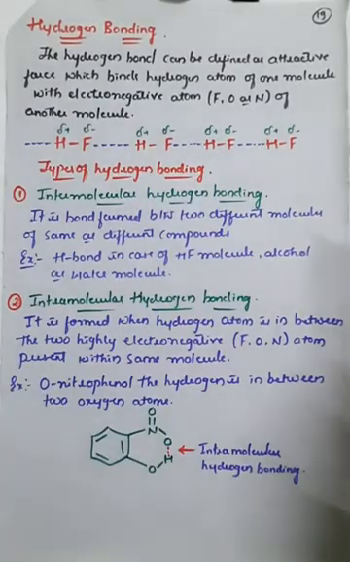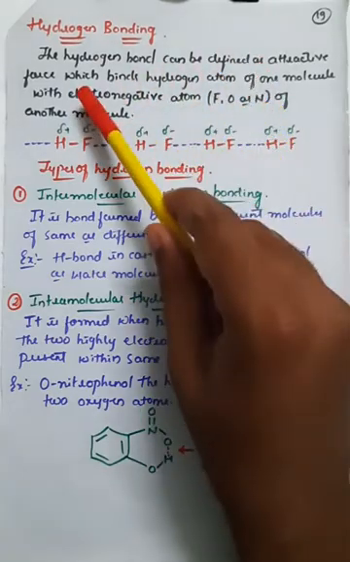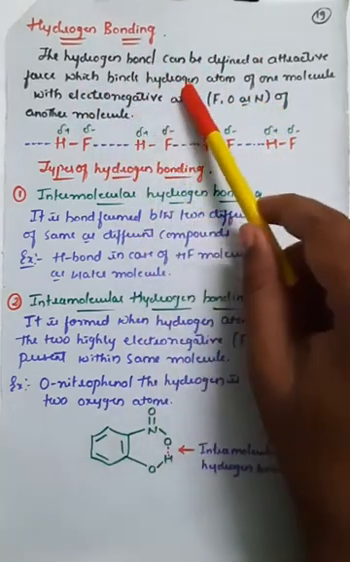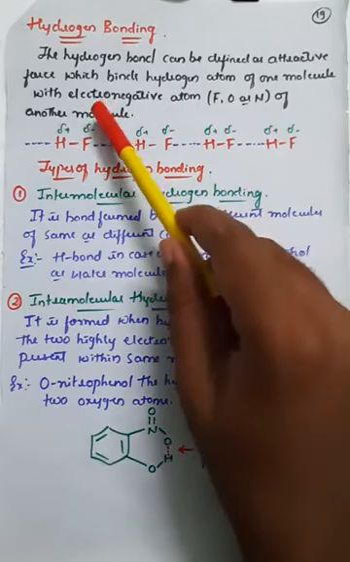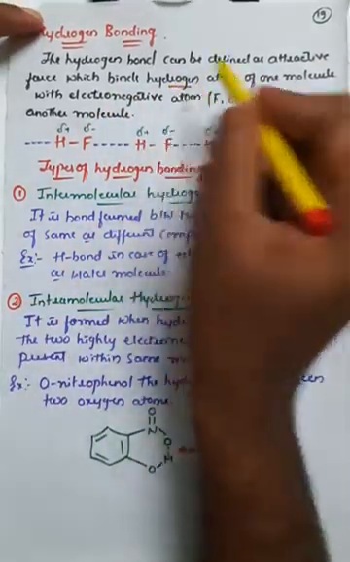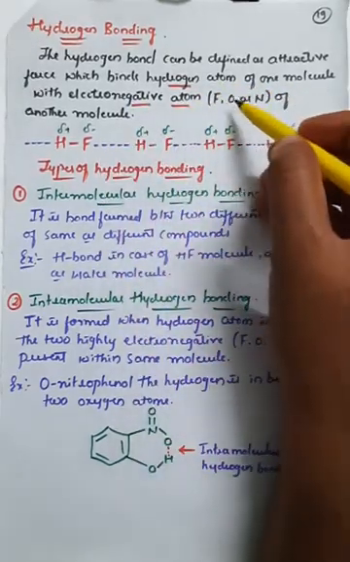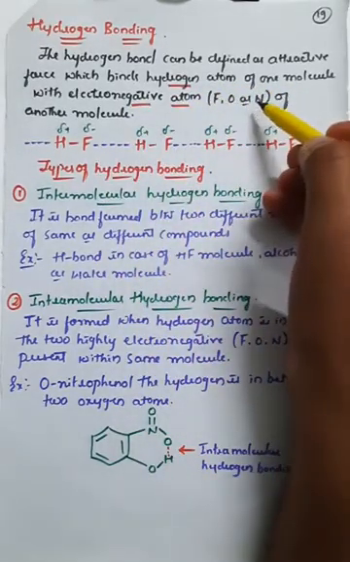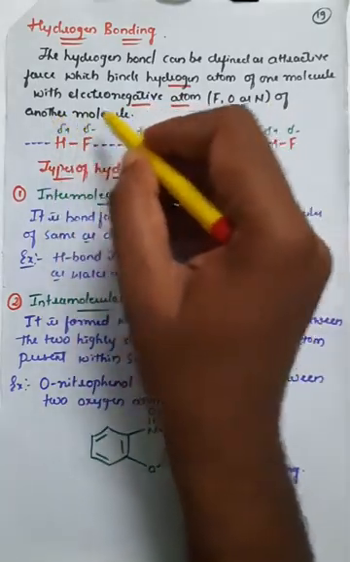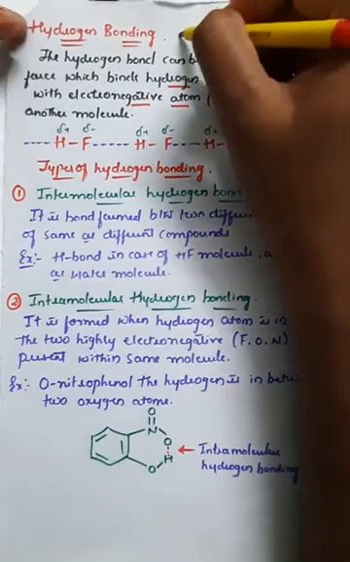And further, the last concept of this chemical bonding chapter is hydrogen bonding, right? Generally, the hydrogen bond can be defined as the attractive force which binds the hydrogen atom of one molecule with the electronegative atom. Observe, the bond formed between the hydrogen atom and an electronegative atom like fluorine, oxygen and nitrogen of another molecule is called hydrogen bonding, right? This can be asked for 2 marks.